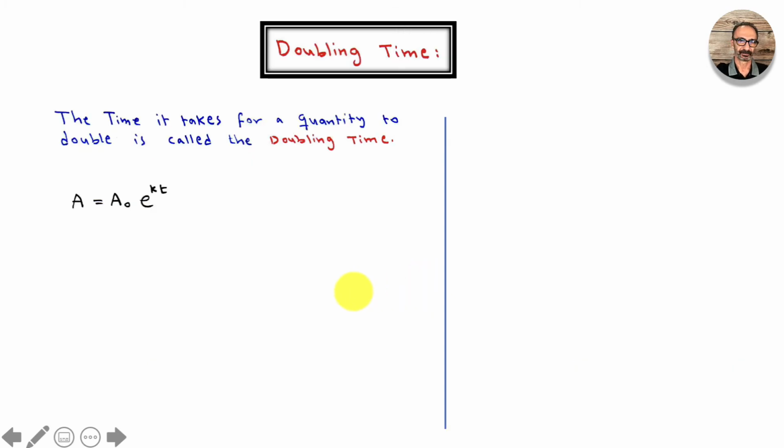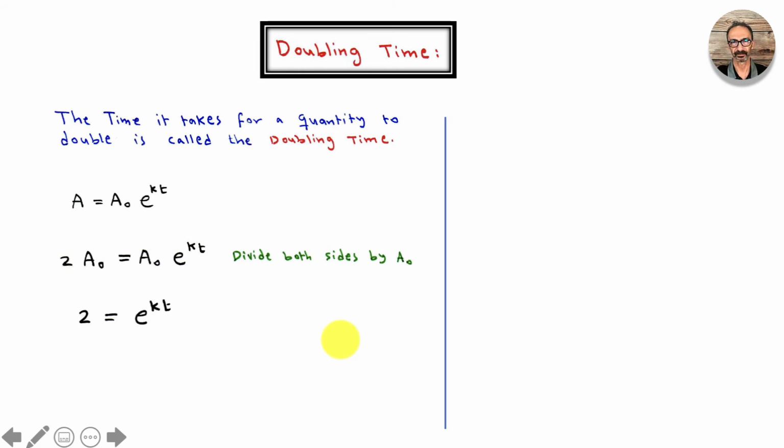Doubling time. The time it takes for a quantity to double is called the doubling time. We saw an example, but there is more. This is the formula one more time. We're going to call A sub 0 the output, 2 A sub 0. We're going to divide by A sub 0. We're going to end up with 2 on the left.